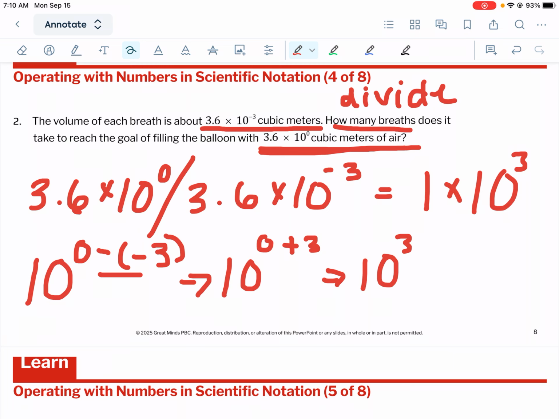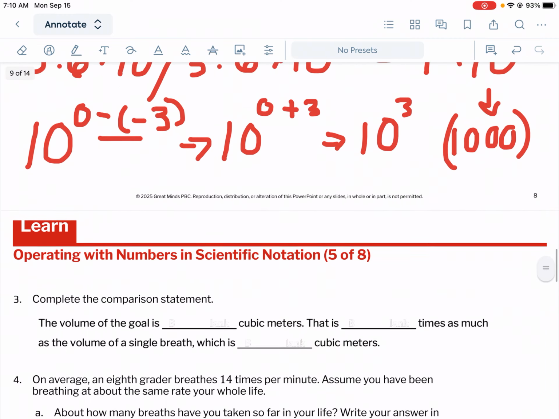Before we move on, take note of that 1 times 10 to the 3. If we take it out of scientific notation and put it back into standard form, that'll give us the number 1,000. Just annotate that somewhere on your paper. Moving along.